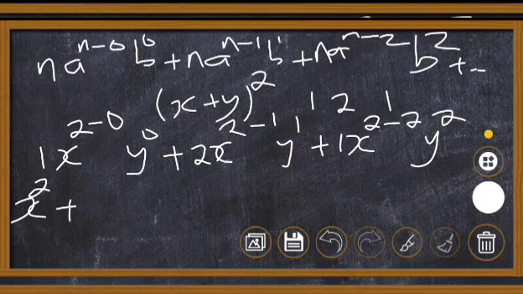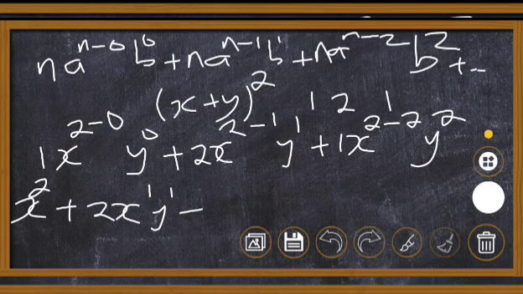Okay? Then plus. Here we have 2x. Now, when we have 2x here, on top there we have 2 minus 1. So 2 minus 1 is what? Is 1. So here we can have 1, and then here on y we have power 1, so it's y power 1.